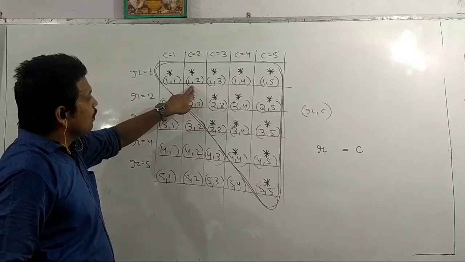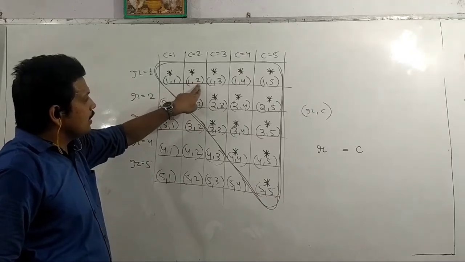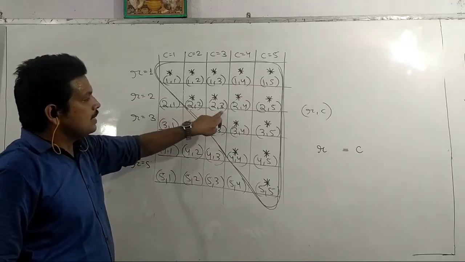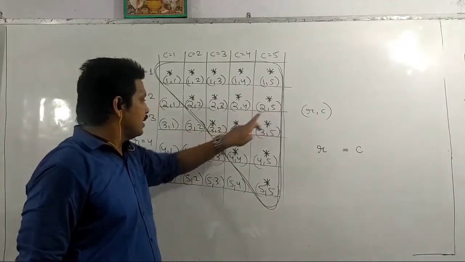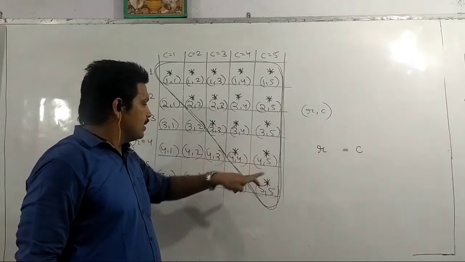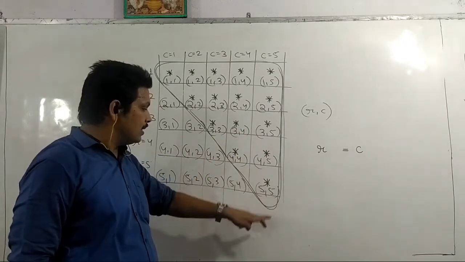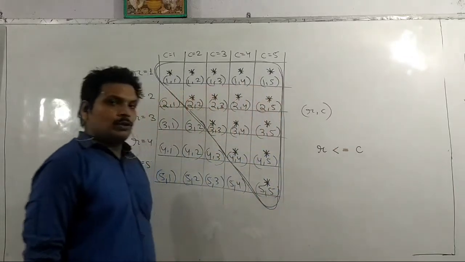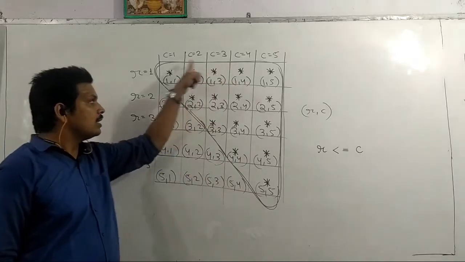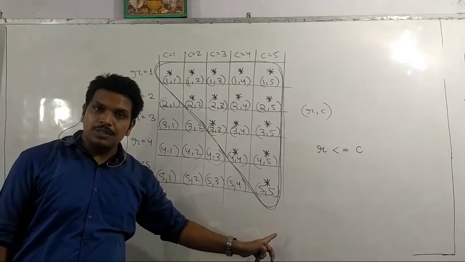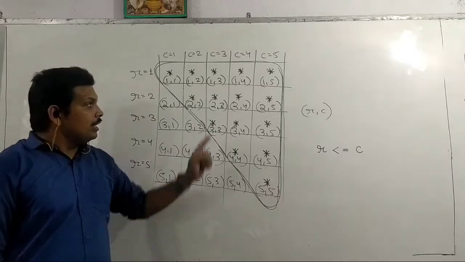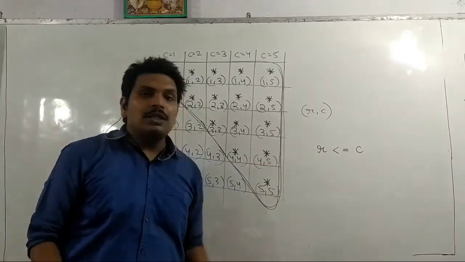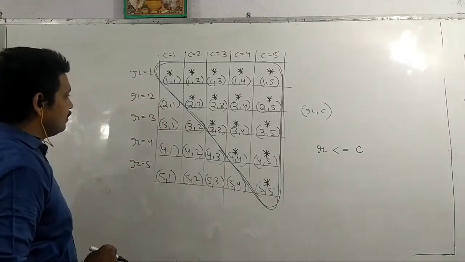What about this? R is less than C, R is less than C, R is less than C. Here also R is less than C. So R is either less than or equal to C. In the locations where the stars are getting printed, the value of R is either equal to C or less than C.